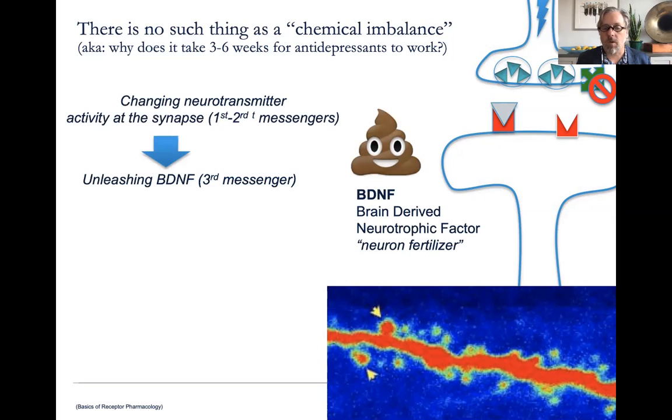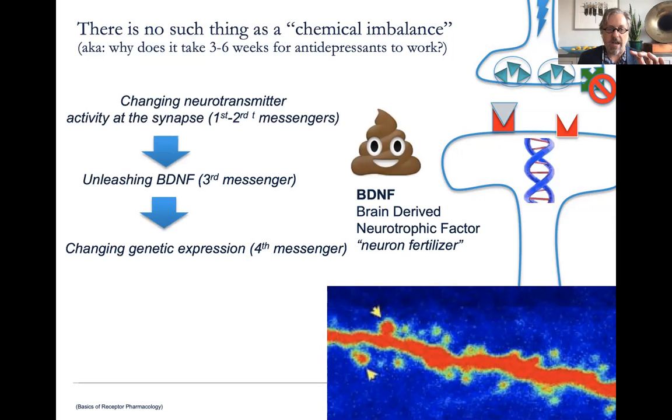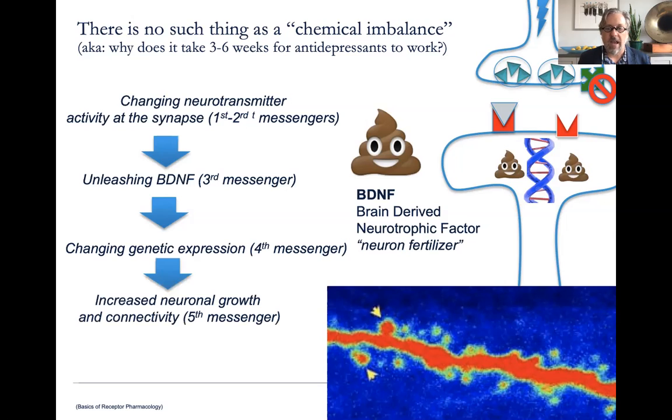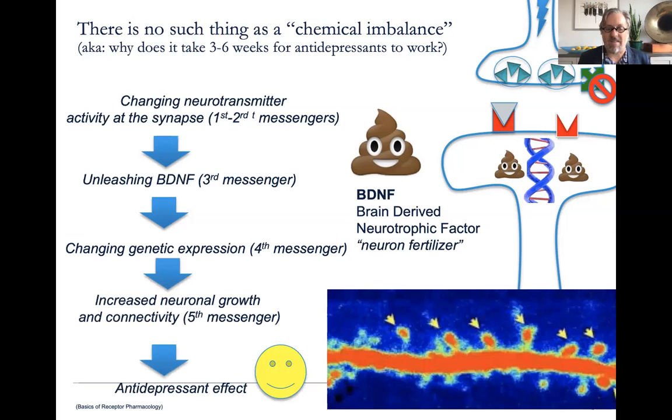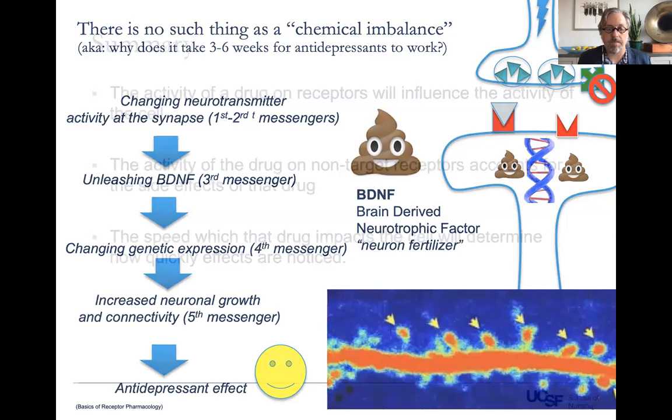You can think of it as neuronal fertilizer, which is why I have this little poop icon, right? So we're already now 3 steps down the line. That BDNF is going to encourage this neuron to grow. It's going to change the genetic expression of the DNA in the cell nucleus, and that's going to lead to this increased neuronal growth, which we see here again in that rat neuron. So this is before and this is after. And this is what we think may have that downstream antidepressant effect. But this is a very slow and complicated process because of this.